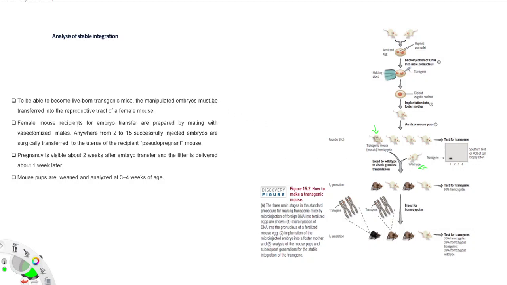But before I go to that, some of the information that we may also want to know is this. As we said, we transferred the embryo into the reproductive tract of the female mouse here, and some other facts as well. Usually, this is not an easy task, and only 2 to 15 percent of successfully injected embryos are actually transferred, and the pregnancy is visible after about 2 weeks, and the pups are weaned and analyzed at about 3 weeks of age. So that is also some relevant information that you may want to know.